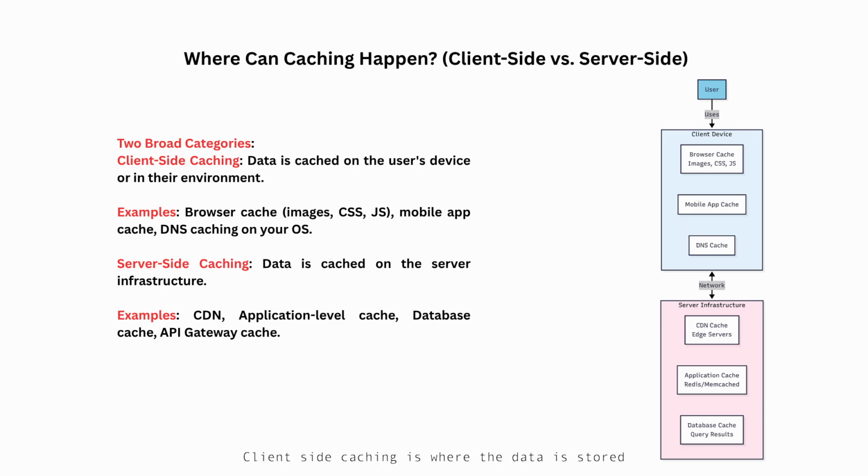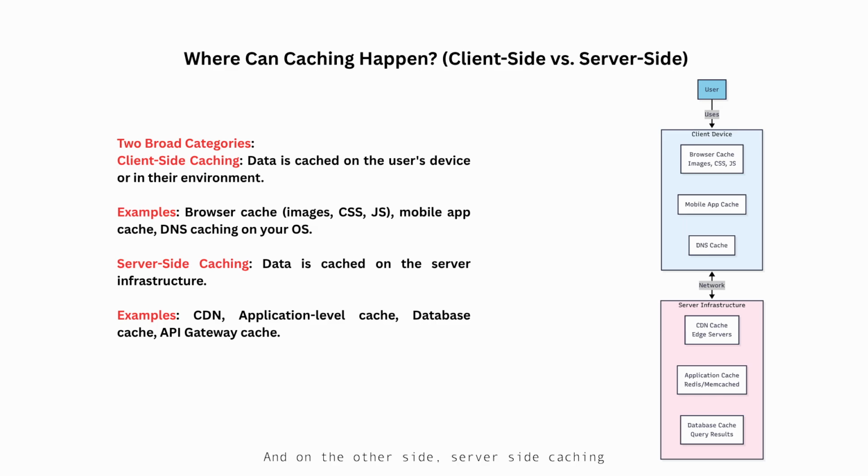Client-side caching is where the data is stored on the user's device, within their local environment. You experience this all the time. Your web browser caches images, style sheets, and JavaScript files, so web pages load faster on subsequent visits. Mobile apps also cache data locally. Even your operating system does DNS caching.